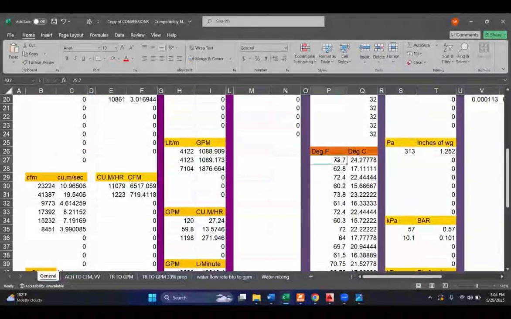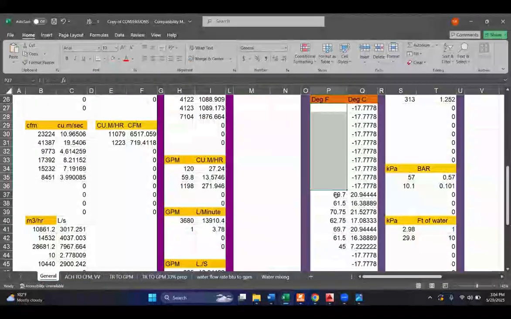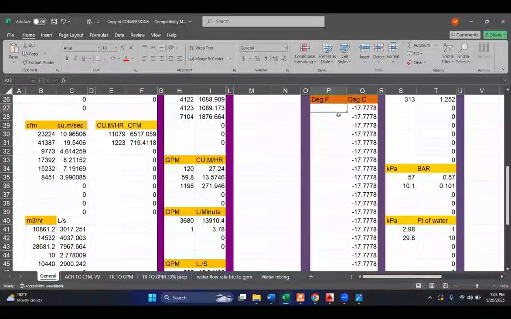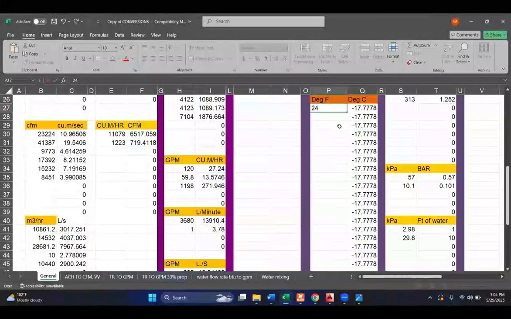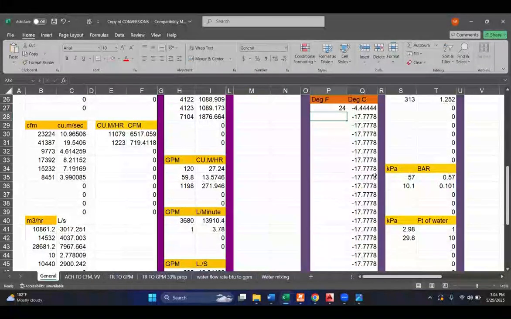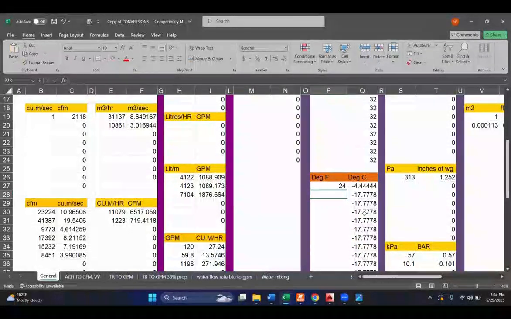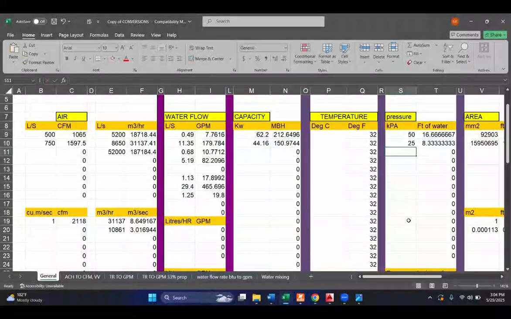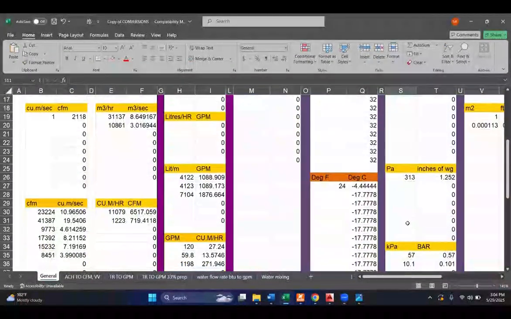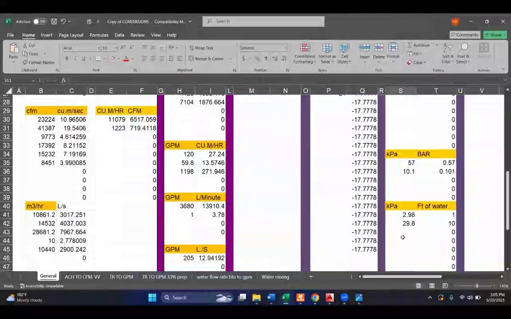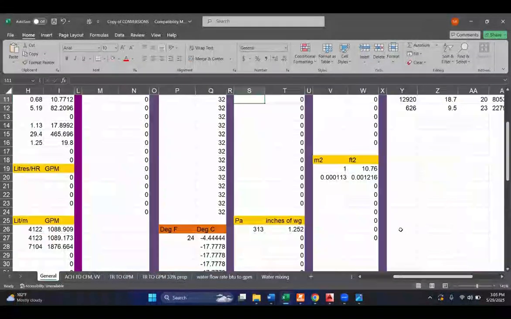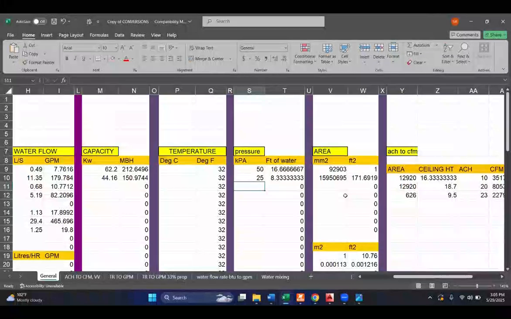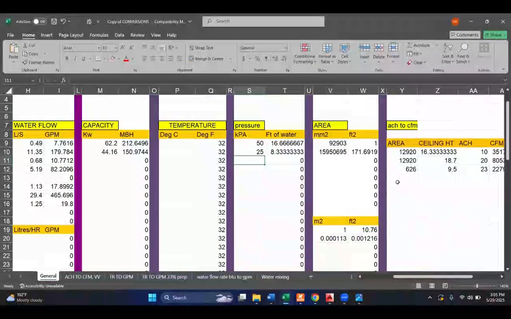All you have to do is to remove these values and just put in your desired value which needs to be converted, and it gives us the value in degree centigrade. Then for pressure we have kPa to feet of water conversion, from pascals to inches of water gauge, and then kPa to bar, kPa to feet of water. And then we have area from square millimeter to square feet, square meter to square feet.